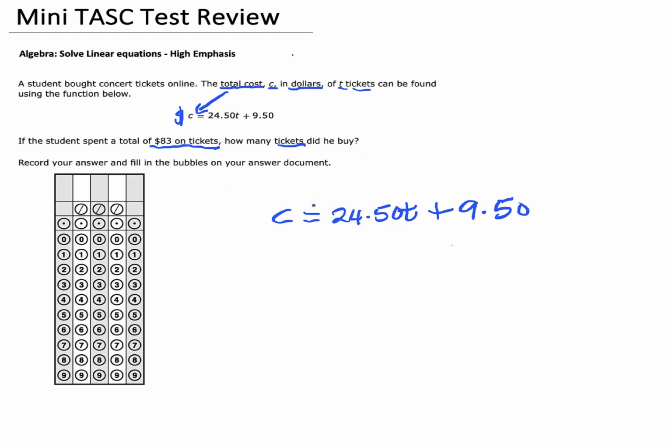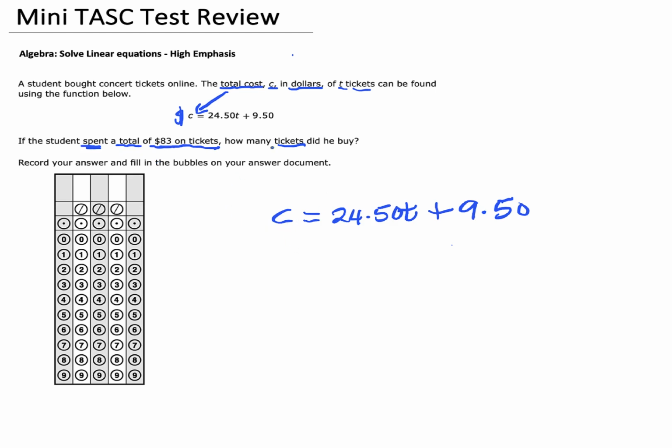Now, when I look at this question, I notice that this equation has 2 variables, a C and a T. So you cannot solve it. Whenever you're solving an equation, it must only have one variable, which means we have to replace either C or T. And you're replacing it with 83. So who is the 83? Is it C for cost or T for tickets? Because it said if a student spent a total of $83, that is your total cost.